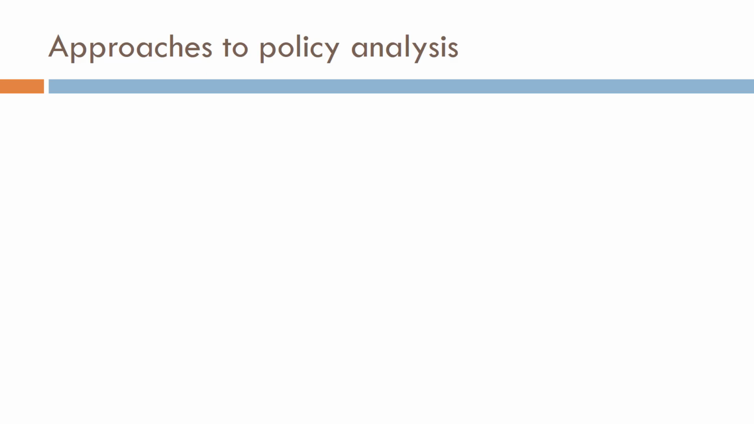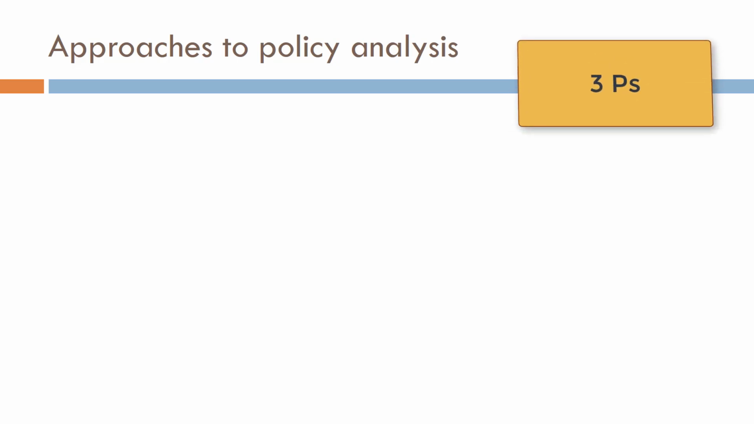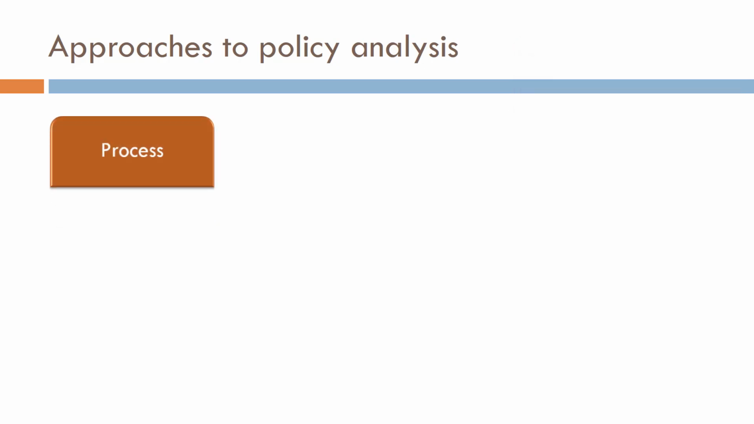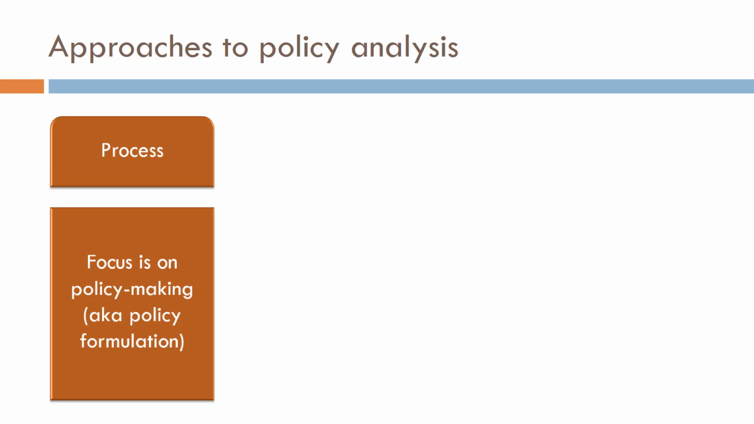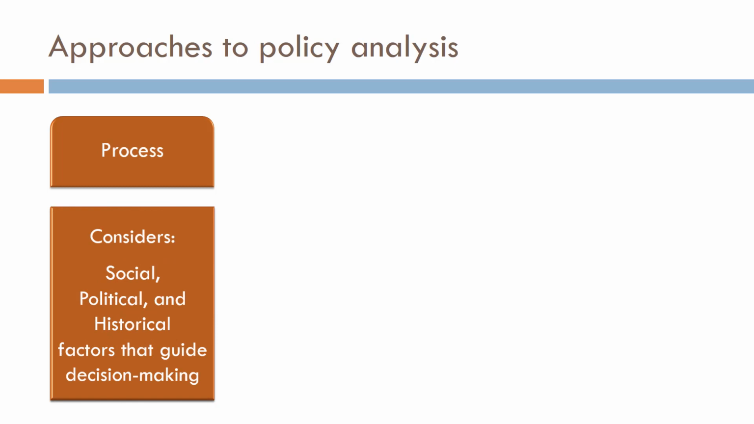Gilbert and Terrell go over 3 approaches to policy analysis that they refer to as the 3 Ps. The first one of these Ps involves process. So it is an analysis of the process of how the policy was created. So the focus is on policy making, also known as policy formulation. Process analyses consider social, political, and historical factors that guided the decision-making process of how the policy was created.